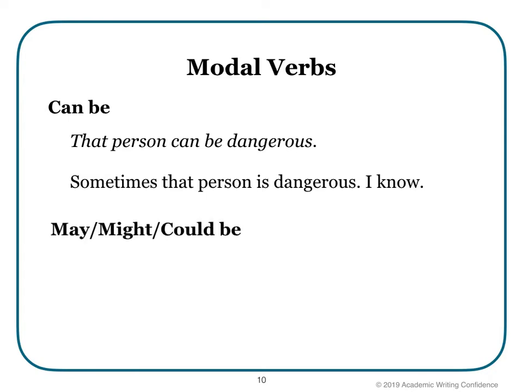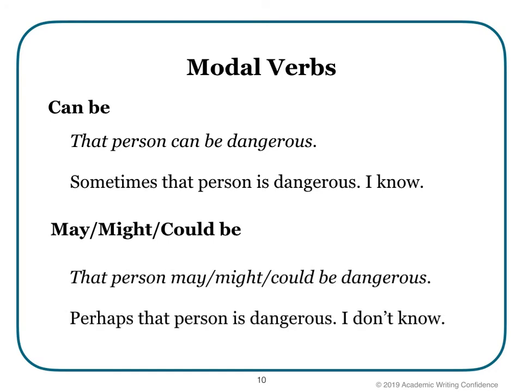And we can use the words may, might, could be in this way. That person may be dangerous, or that person might be dangerous, or that person could be dangerous. Now, in this case, perhaps that person is dangerous, but we're not sure. We don't know. We don't have previous experience about that, but there is the possibility. This is how we use these words.